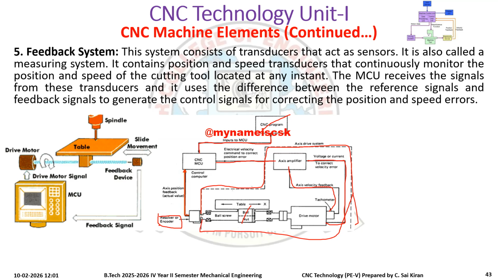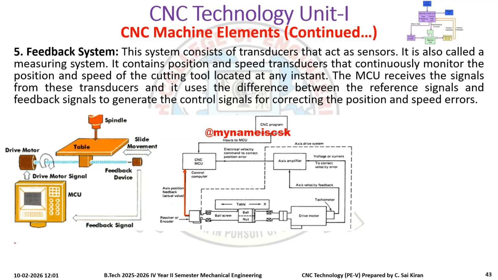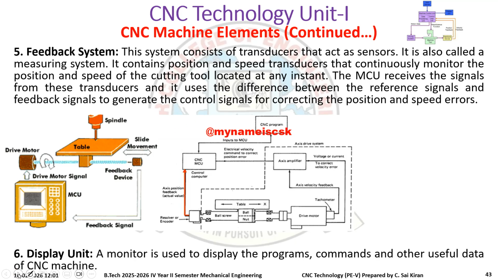Next, the axis feedback will again go to the CNC. If there are any errors, it will again go to the axis amplifier. The axis amplifier will again give this movement to the drive motor, so this is the actual feedback system generated for the CNC machine. And next, the last one is the display unit.